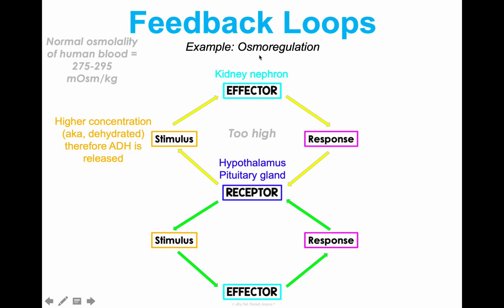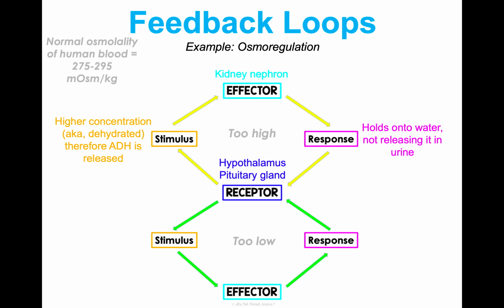Well, your nephrons in your kidney, these are the effector organs. They're going to cause an effect or a response. And that response is those nephrons are going to hold on to water. So they're not going to release as much water into your urine. This is when your urine looks really, really yellow. That's because it's super concentrated, because we're trying to retain water so that we can get this high concentration of solute down and we can get you back into your normal range.